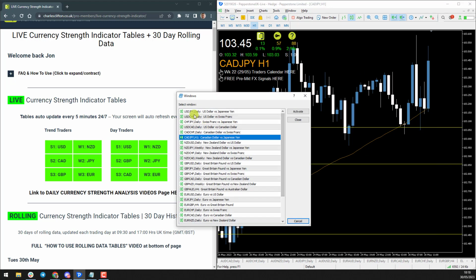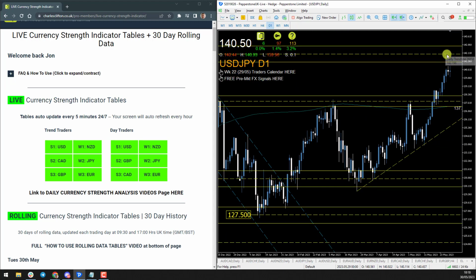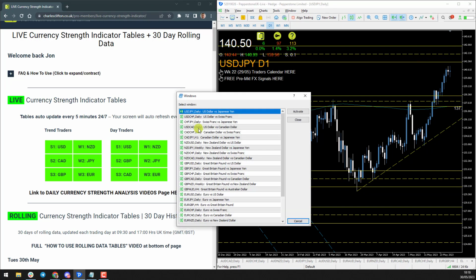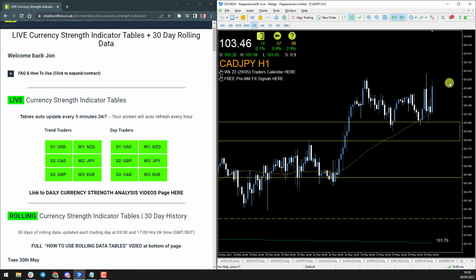We could also take a look at Dollar Yen as well. I do like Dollar Yen because price is still heading towards the 142 handle, so that's also an option as well. But I think out of them all, CAD Yen is the one presenting us with a potential opportunity right now.